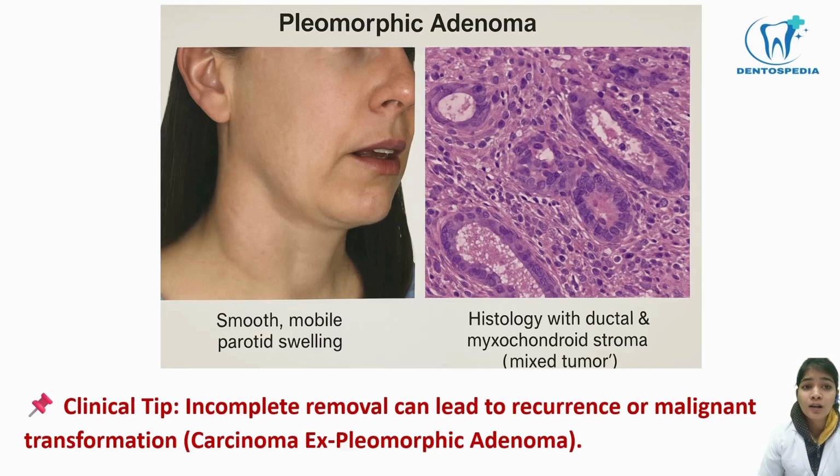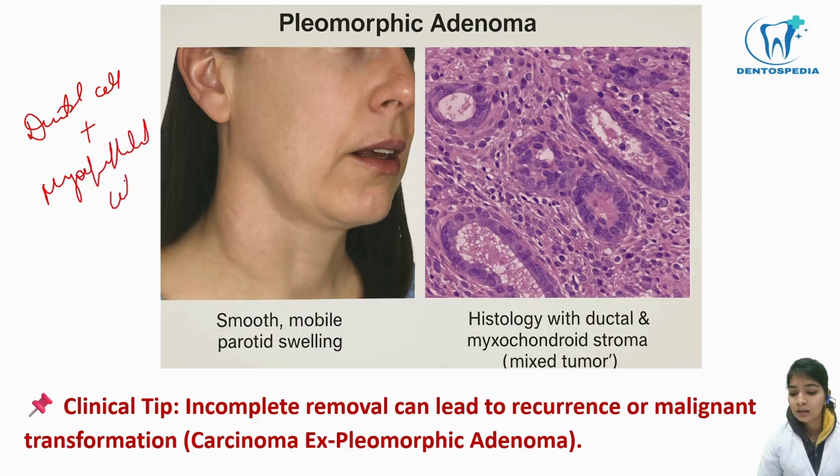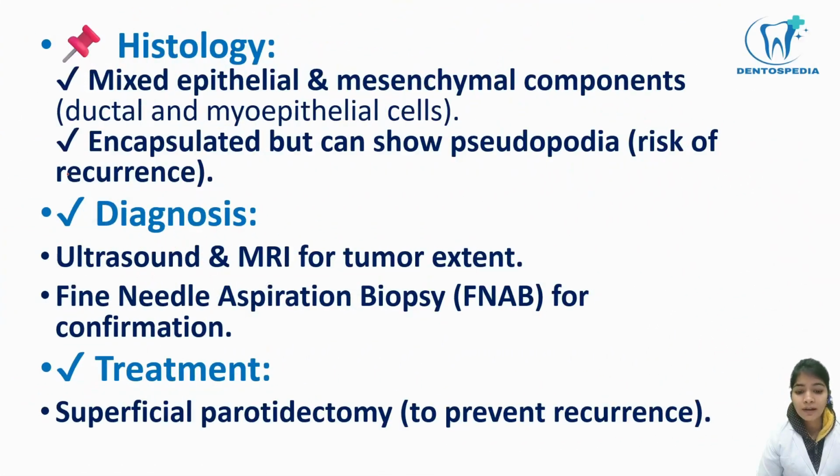Now why is it called a benign mixed tumor? See, because it contains a mixture of tissues. There is an epithelial component which is ductal cells and a mesenchymal component like myoepithelial cells. So there will be ductal cells plus myoepithelial cells. Understood? Now the mixture gives different appearances like myxoid or mucoid, chondroid which is cartilage-like, or fibrous areas.